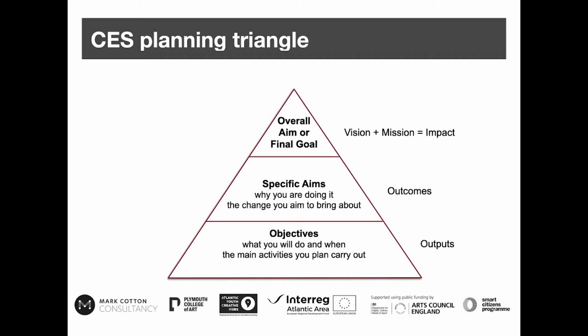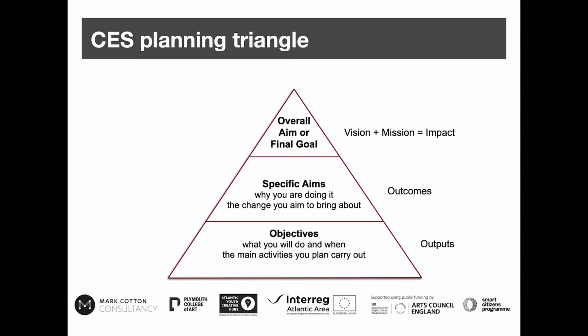In some cases, outcomes may involve keeping a situation stable or stopping things from getting worse. The bottom of the triangle is the place for the objectives. Having identified the changes you want to achieve, you can now plan how to make them happen. Objectives or outputs will bring about the changes that you will deliver.